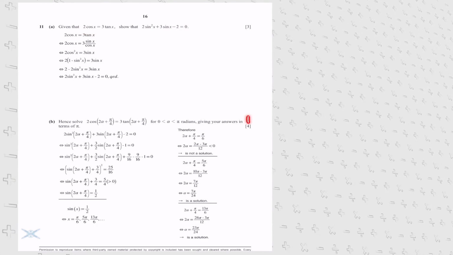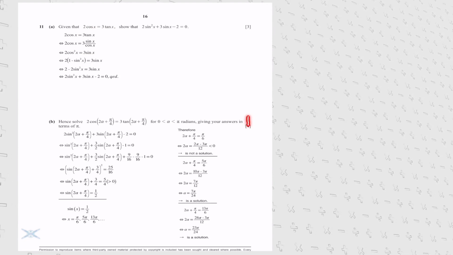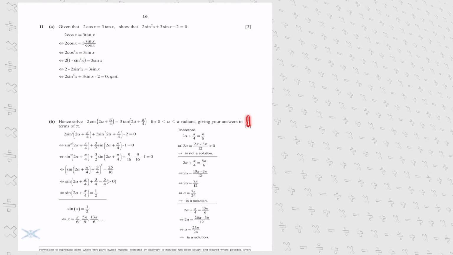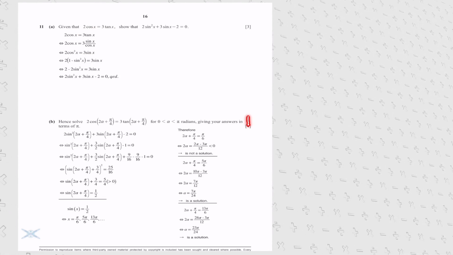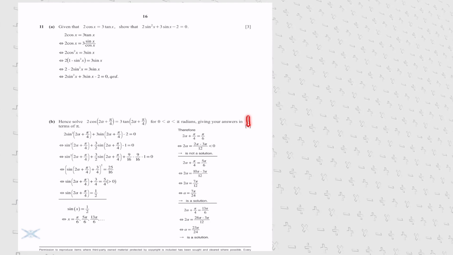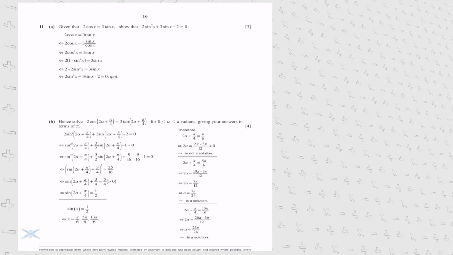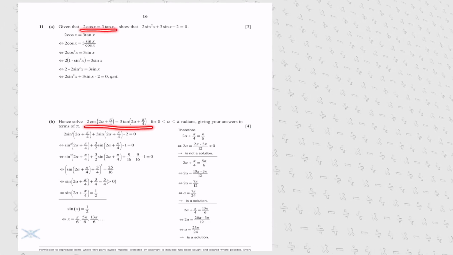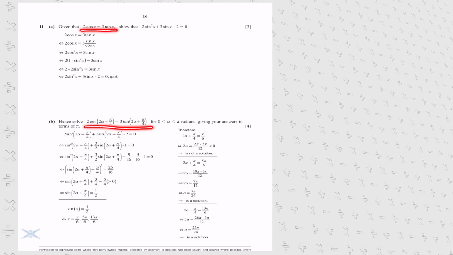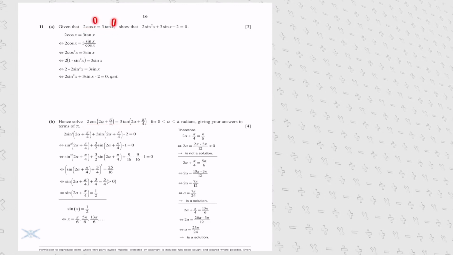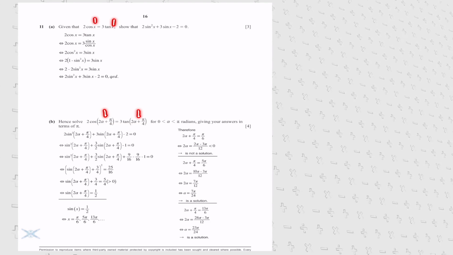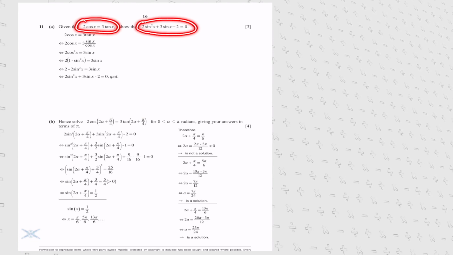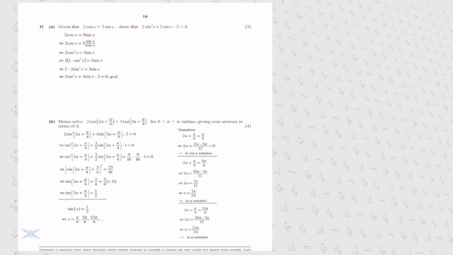In part B, we are supposed to solve the equation 2 cosine (2 alpha plus pi over 4) equals 3 tangent (2 alpha plus pi over 4) for 0 less than alpha less than pi radians, giving our answers in terms of pi. We should realize that this equation is very similar to the one above in part A of this exercise, the difference being that x is replaced with our expression within the brackets. So it would make entire sense to make use of the relationship that was determined in exercise 11a in order to help us to find a solution for sine x.